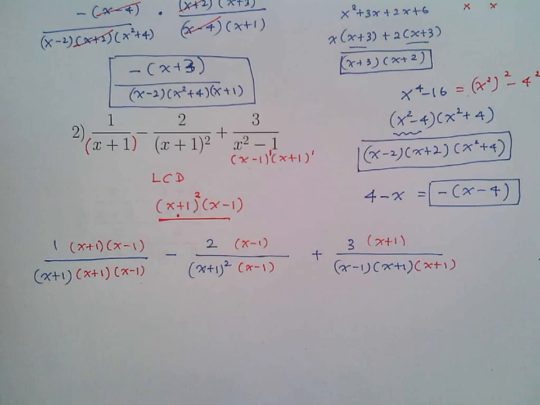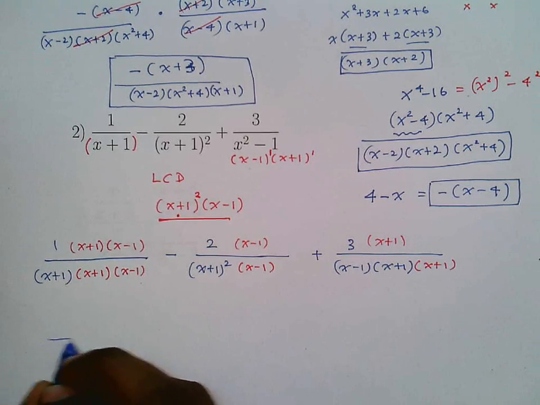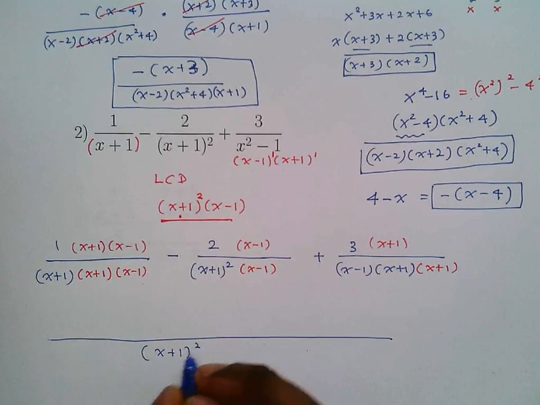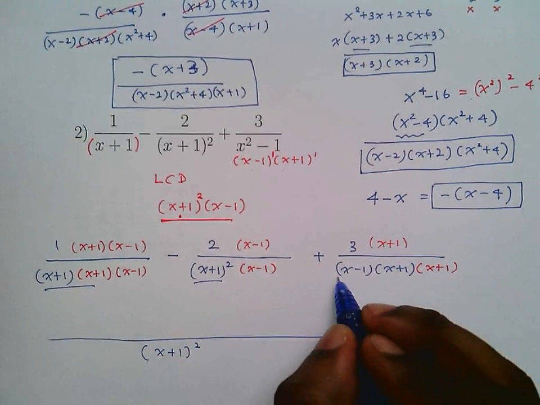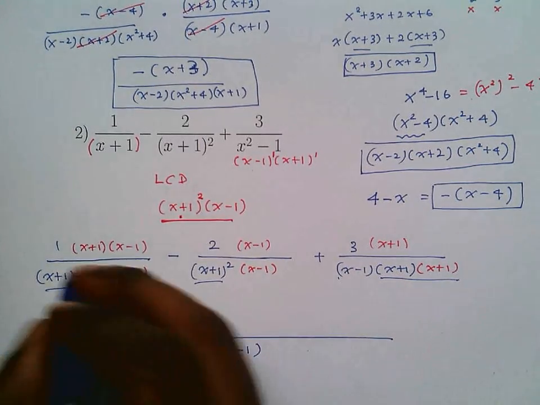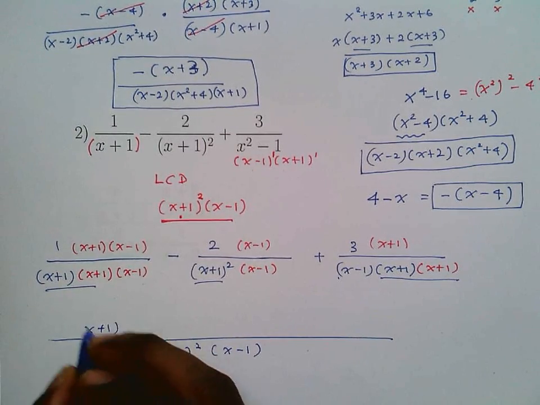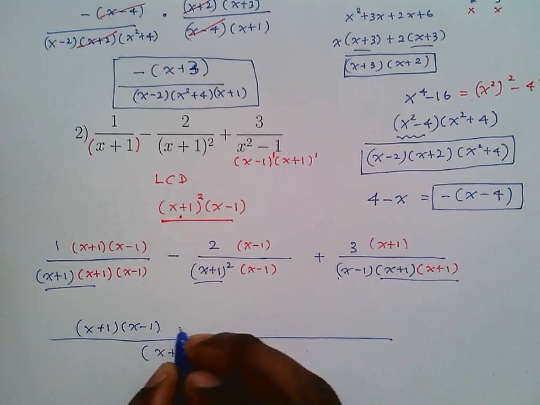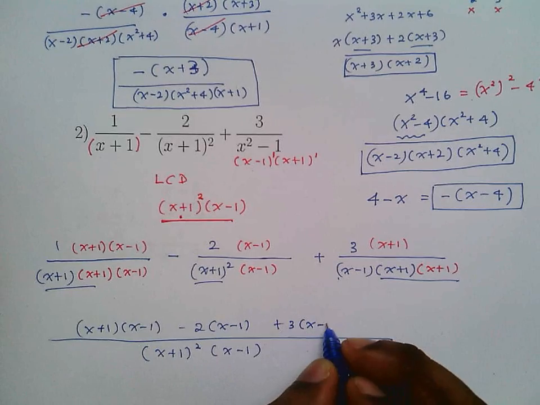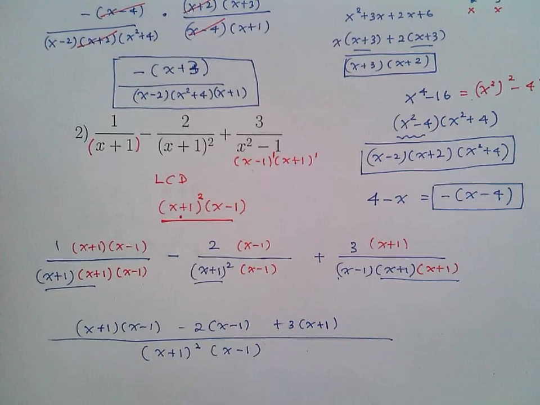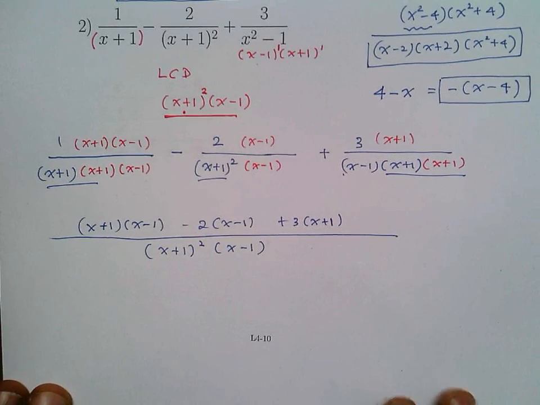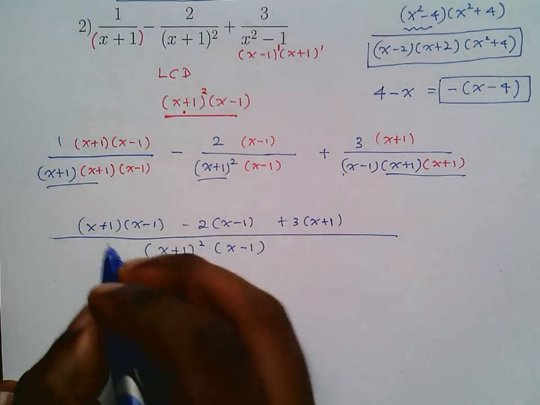So once you have the same denominator, you don't write it 3 times, you just write it once, x plus 1 squared times x minus 1, and write down the numerators, x plus 1, x minus 1, minus 2 times x minus 1, plus 3 times x minus 1, x plus 1. So all you need to do now is to just simplify the numerator.